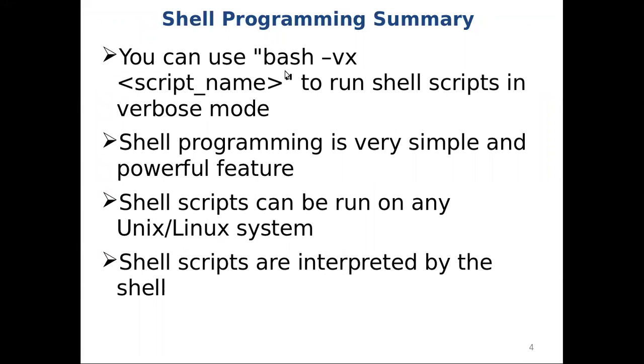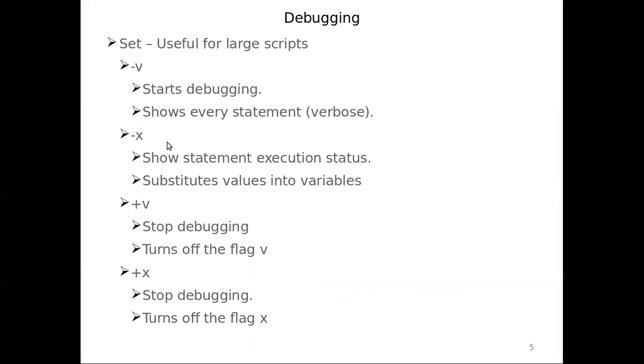As we have seen, bash minus vx or xv and script name to run scripts in the verbose mode. V stands for verbose, it will tell what it is doing. X is for execution. Shell programming is a very simple and powerful feature which you already experienced till now. Shell scripts can run on any Linux system, that also you are well aware of. Shell scripts are interpreted by the shell, which we already know. Now, set is useful for large scripts. This is not for a small thing, but if you want to debug something industry related, a very big application, then this will be quite useful.